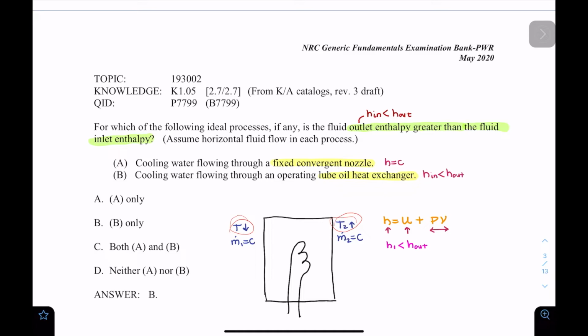So for this one, we're going to have this convergent nozzle, and we're going to have this heat exchanger, and this is asking, so we have a fluid, it's asking for which of the following processes, if any, is the fluid outlet enthalpy greater than the fluid inlet enthalpy. Inlet enthalpy is smaller than the outlet enthalpy. Okay.